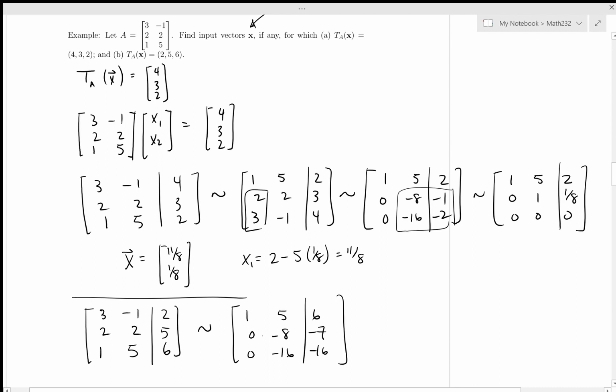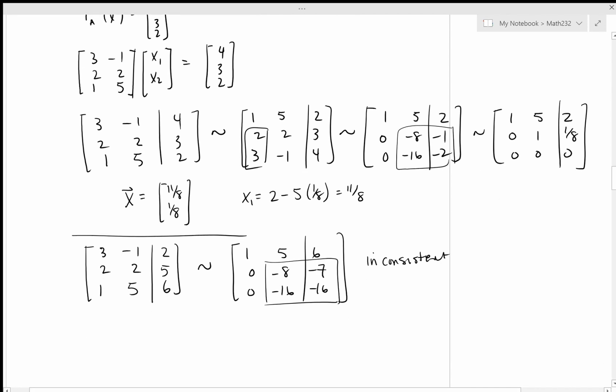Okay, so then when I got to here, I saw this, and there's no way that that can happen. That is inconsistent. I can see right there that it's inconsistent. I can't have that minus 8 x2 is minus 7, and at the same time minus 16 x2 is minus 16. That will not happen. So that means there's no vector.